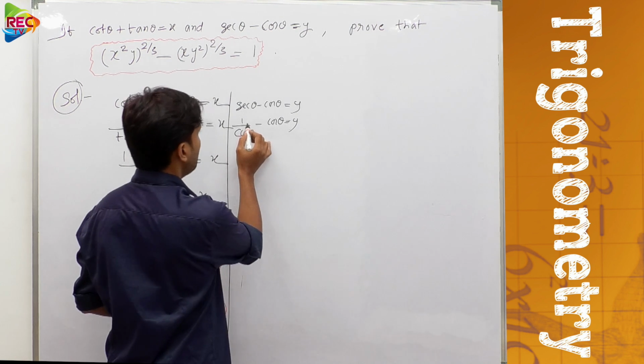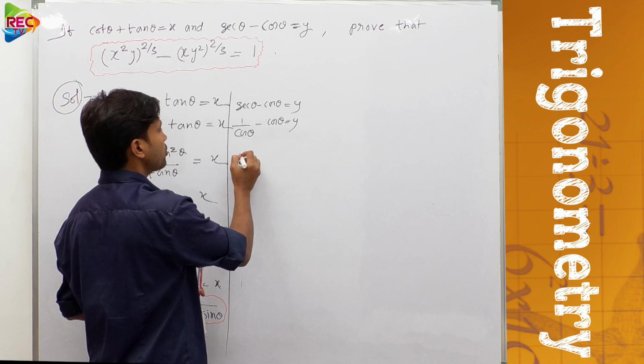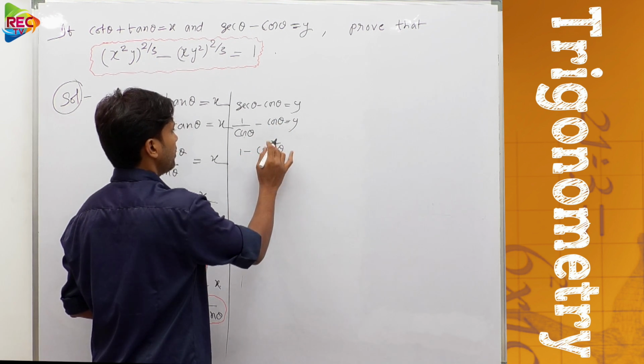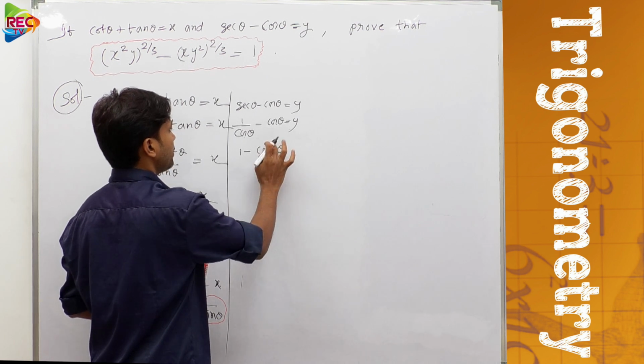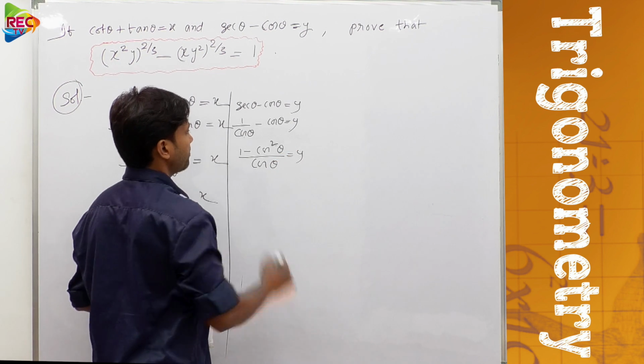Now just see here, 1 by cos theta I wrote here. In order to simplify this, I am taking LCM. So 1 minus cos theta into cos theta, that would be cos square theta. This is cos square theta by cos theta equal to y.